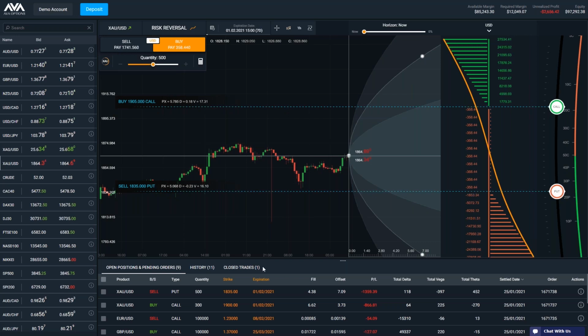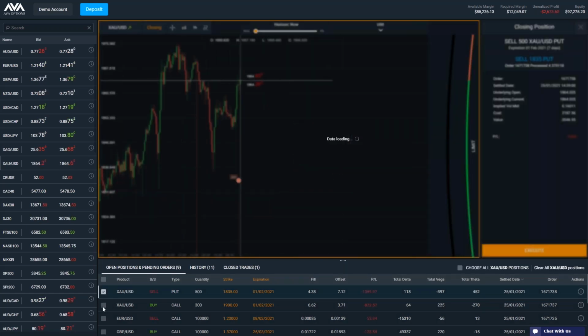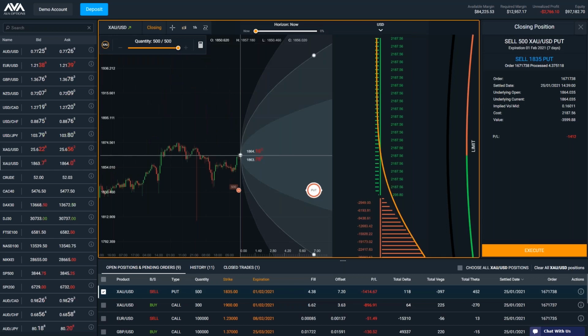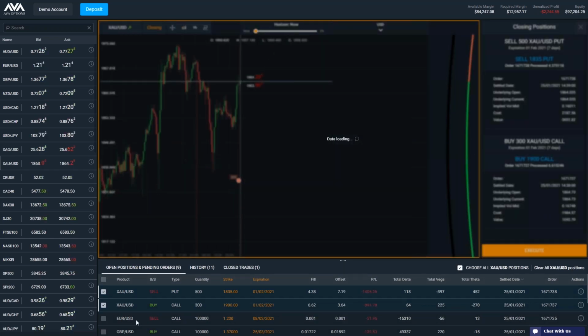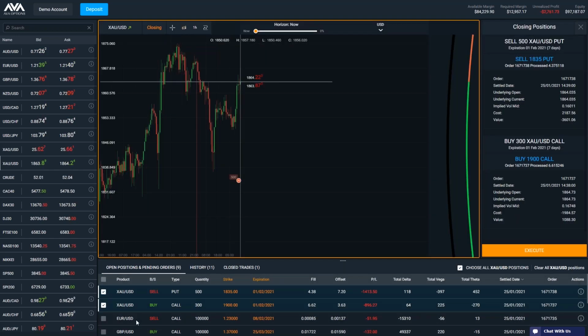Now let's look at the positions. Take it from the open positions. You can see that's exactly what we have. The advantage of doing them through a strategy is that we give a tighter bid-ask spread in the options strategy instead of executing two legs separately. When you're buying one option and selling another option, execute them as a strategy.